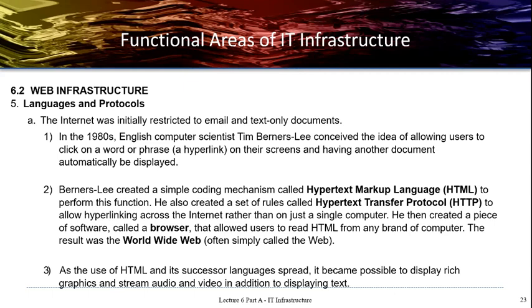He then created a piece of software to access these hyperlinks, called a browser. Now we have a browser, and with the browser you can access this hypertext markup language, whatever the URL address. That's the hypertext transfer protocol, HTTP. Through that you can access not just a single computer but computers anywhere in the world. So this allows users to read HTML from any brand of computer. When the standard came, any computer can access it as long as it supports this HTML-based standard. So this became the World Wide Web.